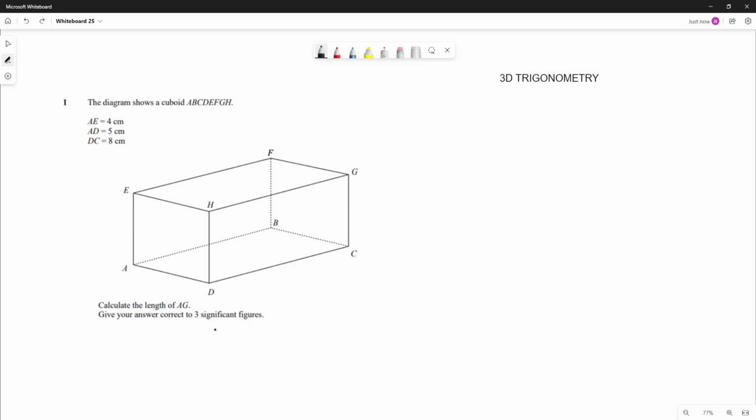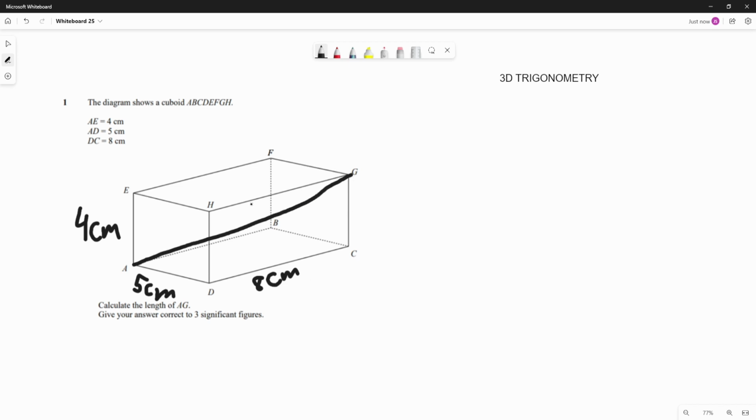So first thing, we're going to label. So this is 4 centimeters. AD is 5 centimeters. DC is 8 centimeters. Okay, so A to G. Let's draw a line, A to G. Drawing may be inaccurate. Then we have a line A to C, making us a triangle right there.